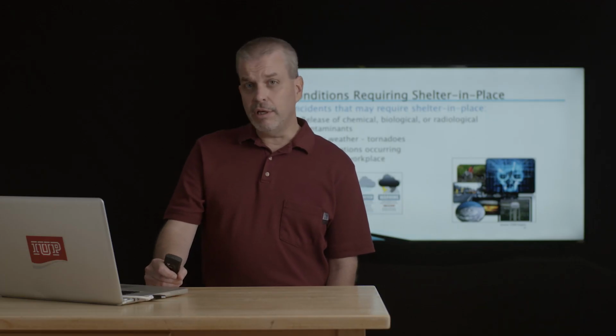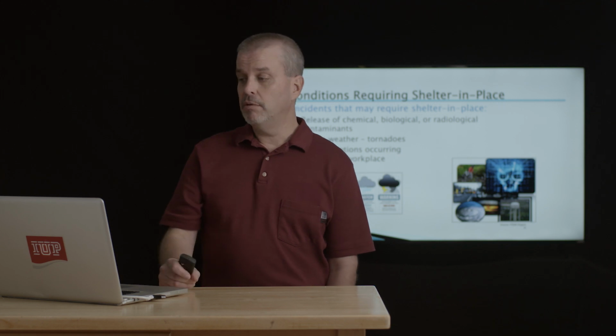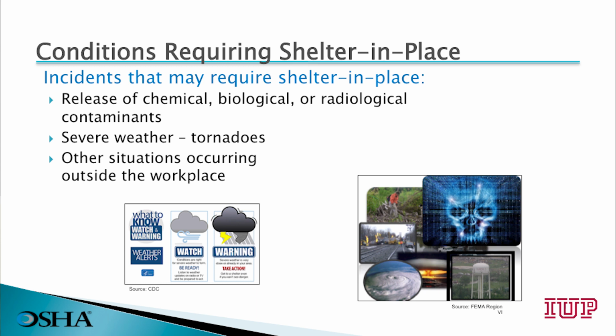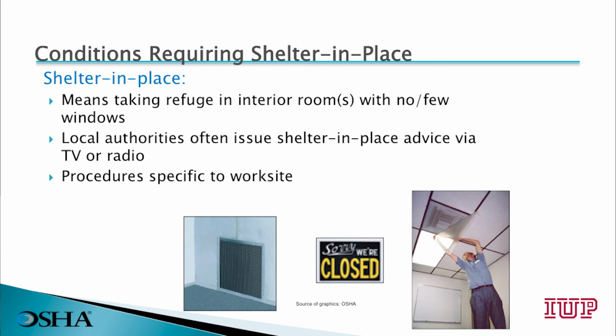Shelter in place. There may be an occasion, and it may be specific to your workplace, where shelter in place is necessary. This may include a release of a chemical, biological, or a radiological contaminant. It may be a severe weather event, such as a tornado, or other site-specific situations that can occur both inside the workplace and outside. For sheltering in place, we need to be able to take refuge in an interior room with few or no windows.